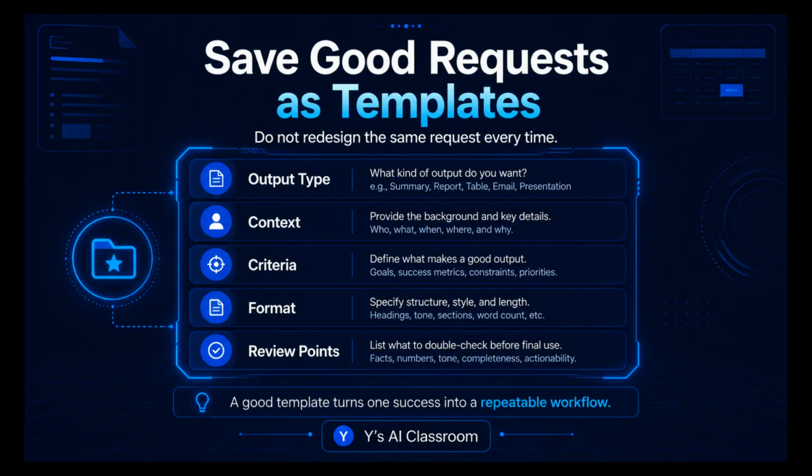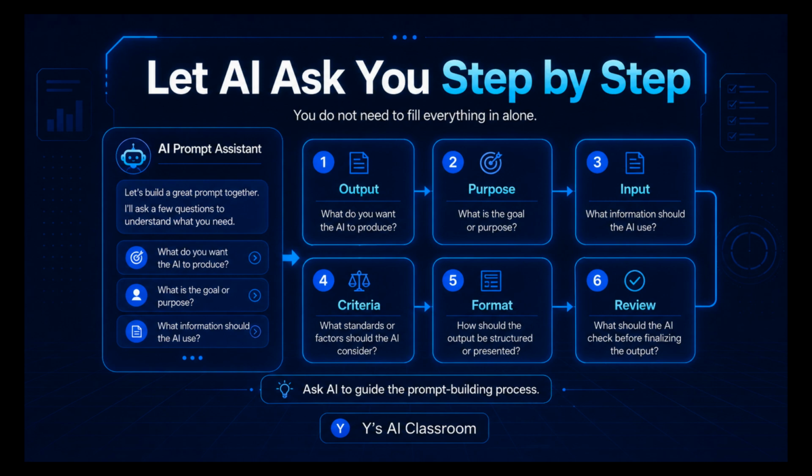When a request works well, save it as a template. A good template includes the output type, context, criteria, format, and review points. This helps you avoid redesigning the same request every time. A good request template turns one success into a repeatable workflow. You do not have to fill in every detail alone. You can ask AI to guide you step by step. Tell it to ask about the output, purpose, input material, criteria, format, and review points. Then let it create the final request prompt. This is useful when your idea is clear, but the request is not yet organized.